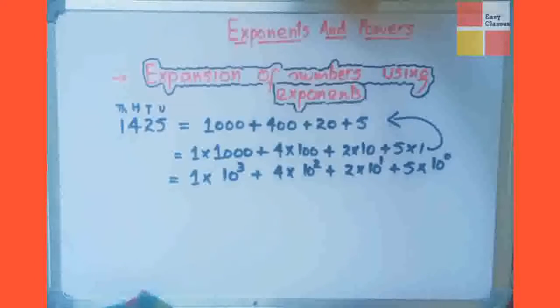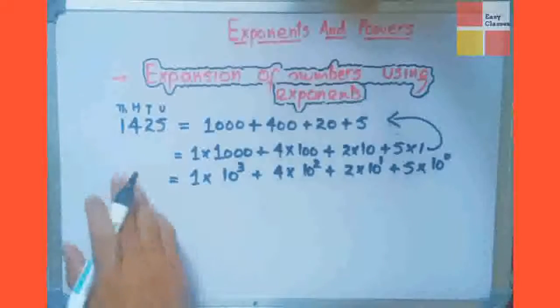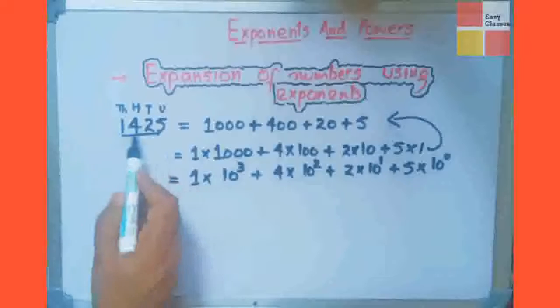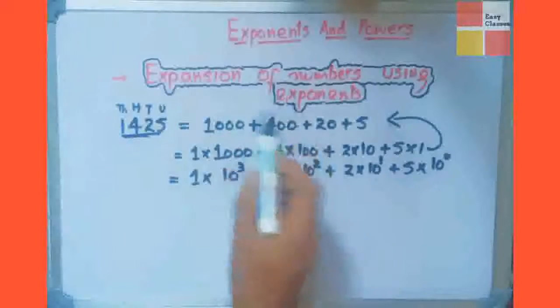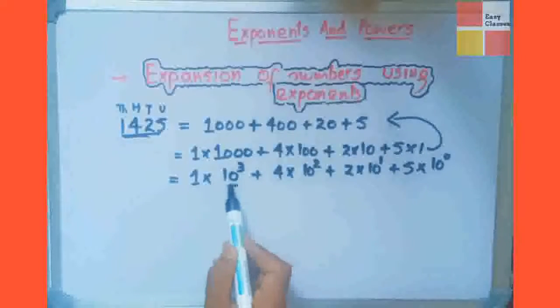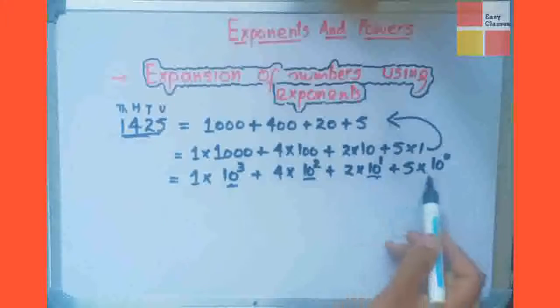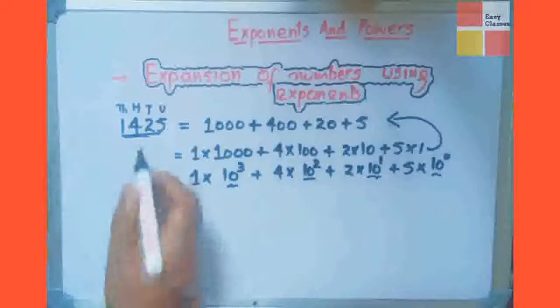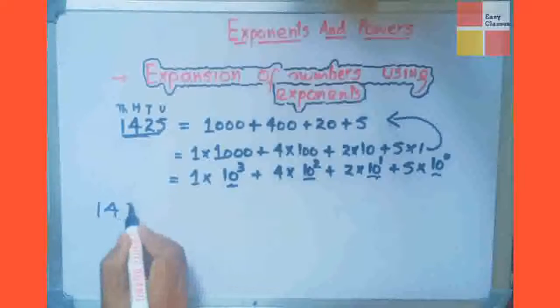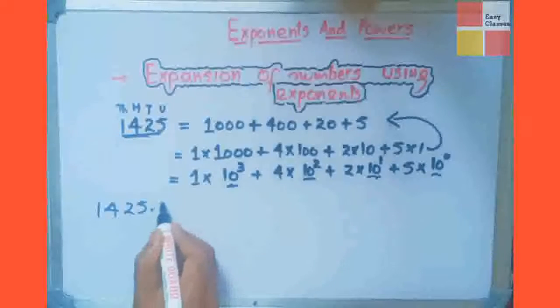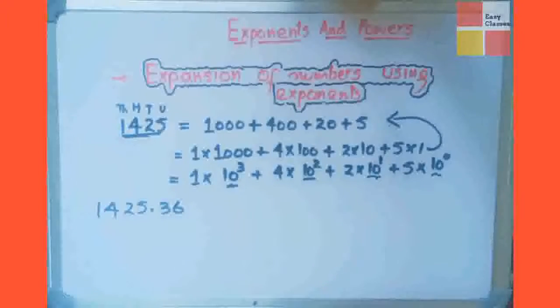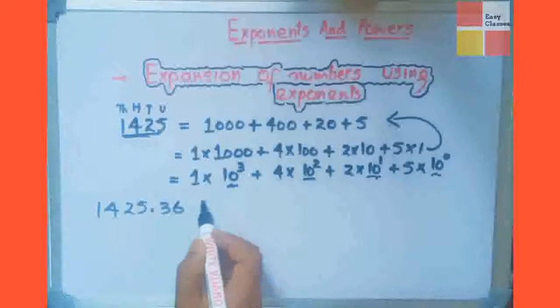Okay, that we discussed in the previous video lecture. Right. Now we are able to write this number in the expanded form, okay, using exponents. Okay, this is exponential form. What about this number? Okay, this number 1425, here is decimal, and 36. Okay, can we be able to write down this number using exponents?